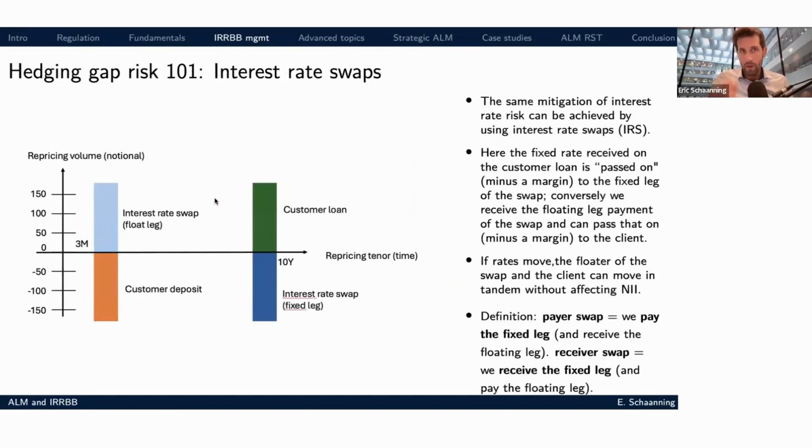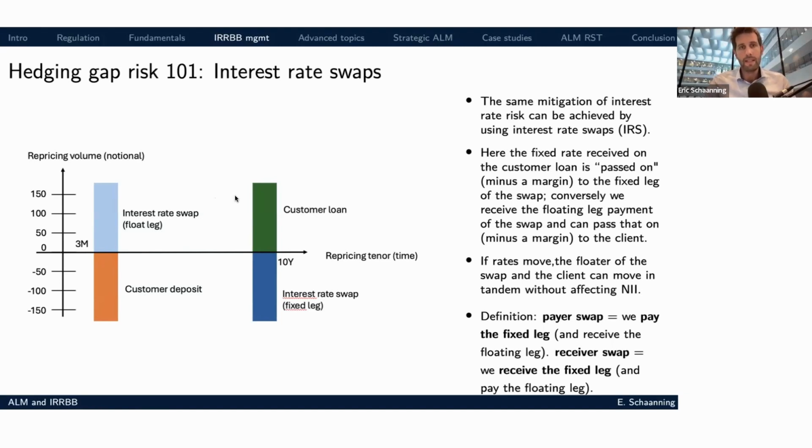So instead of doing match funding, we're going to get rid of the interest rate risk by using interest rate swaps, and we'll actually get completely rid of the interest rate risk, but without having to resort to matched funding. And the idea here is we're receiving a fixed rate on the customer loan, and we're paying a somewhat floating rate on the customer deposit, which depends on what the current market rate is. Now, when we do that, if we take an interest rate swap, there's two types: there is a payer swap and a receiver swap.